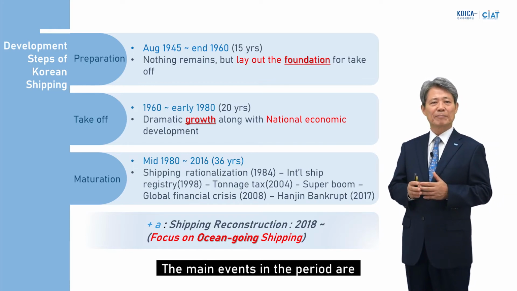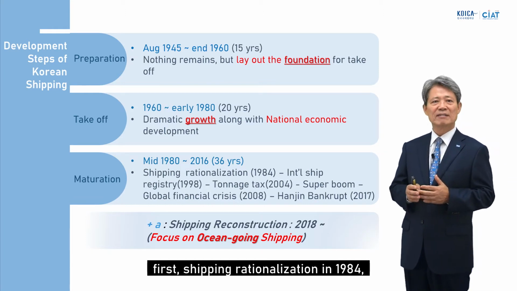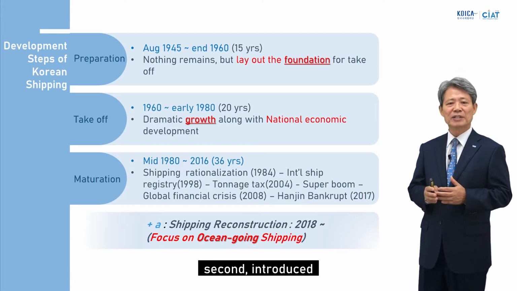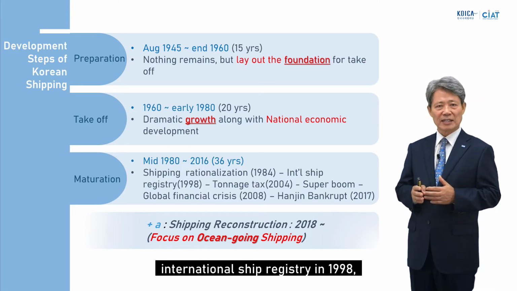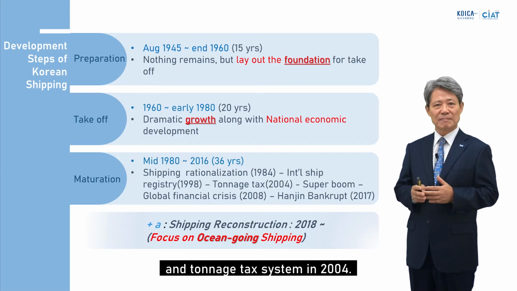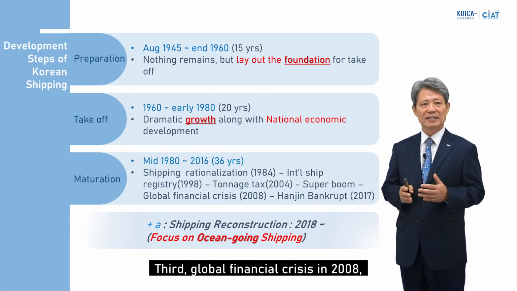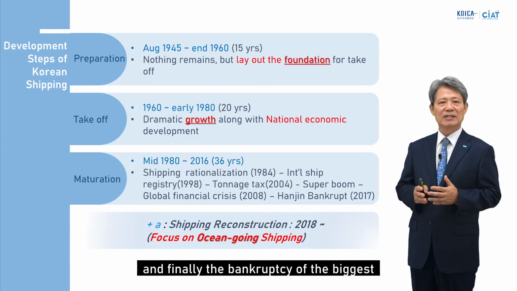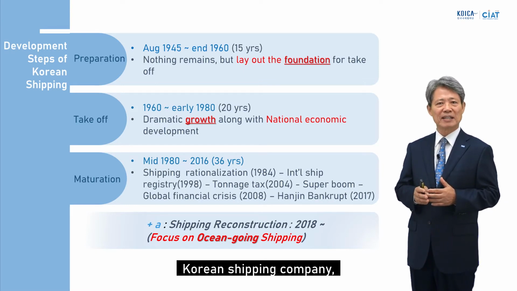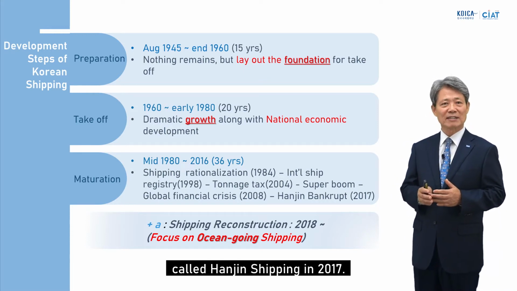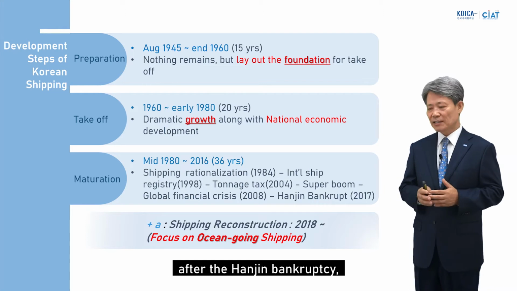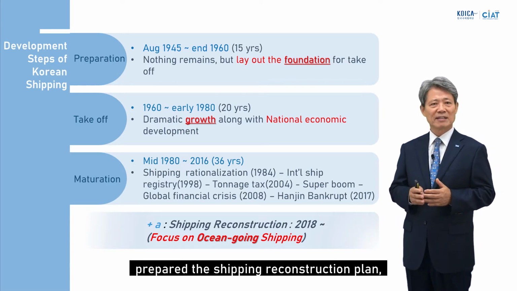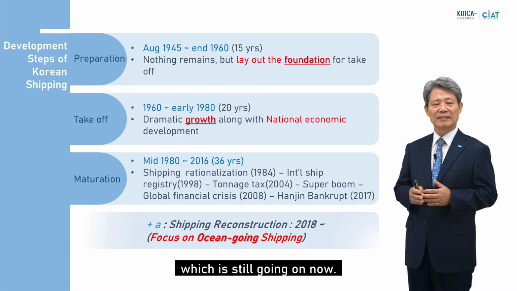The main events in the period are, first, shipping rationalization in 1984. Second, the introduction of the international ship registry in 1998 and the tonnage tax system in 2004. Third, the global financial crisis from 2008. And finally, the bankruptcy of the biggest Korean shipping company, called Hanjin Shipping, in 2017. After the Hanjin bankruptcy, the Korean shipping industry prepared the shipping reconstruction plan, which is still going on now.